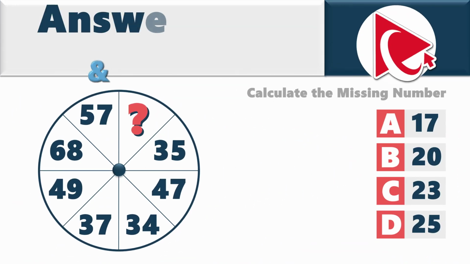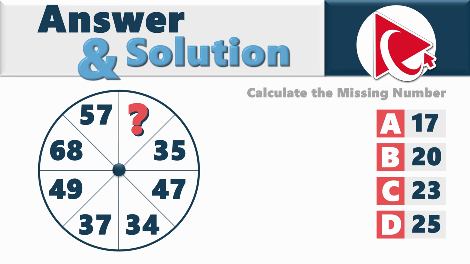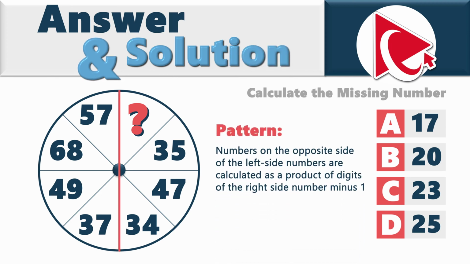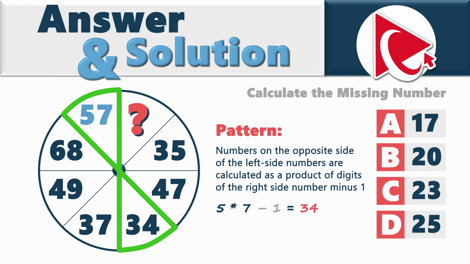If you look closely at the circle, you can recognize the pattern. The numbers on the opposite side of the left-sided numbers are calculated as a product of the digits of the right side numbers, minus 1. Let's look at the example. At 11 o'clock, we see the number 57. 5 multiplied by 7 minus 1 brings us to 34, which is the calculated number on the opposite side.